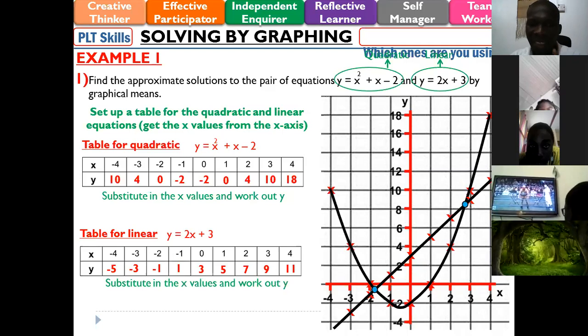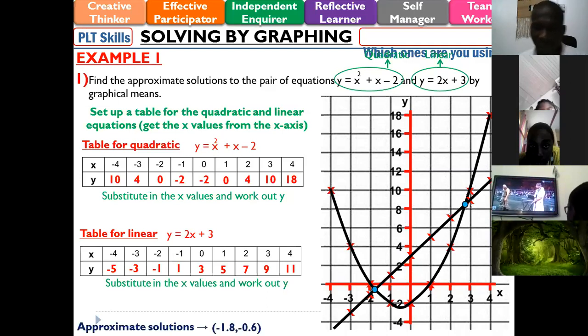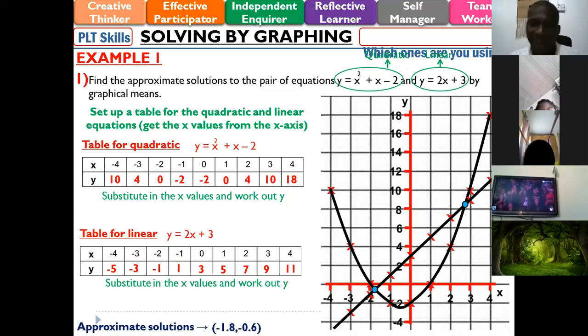At the point of intersect, you trace it to get the corresponding value for x as well as for y, okay? So the approximate solution, this is the first one. You can see the first point, their intersect falls on the negative side of the equation. So we have roughly negative 1.8 for x, and minus 0.6 for y.